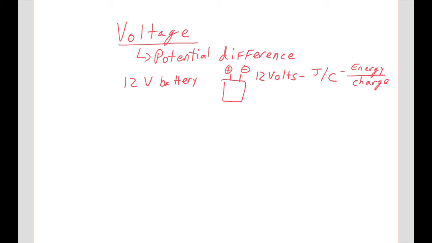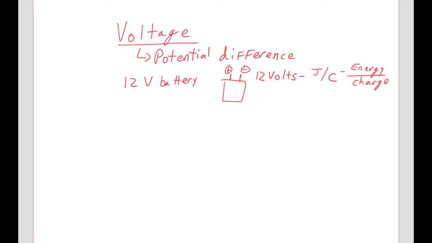So in a 12-volt battery, the potential difference between the positive and the negative tells you that you have 12 joules per coulomb difference. If both of these had the same potential energy, then the potential difference is 0, and that normally means your battery has died.